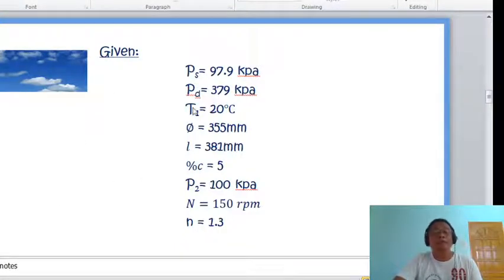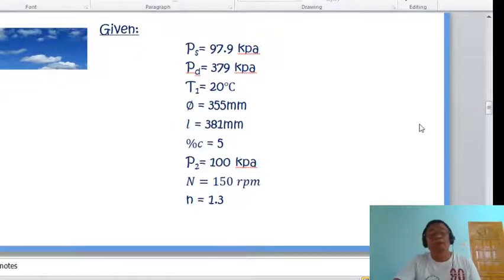We have here the given: suction pressure 97.9, discharge pressure 379, T1 is 20, the diameter of the bore is 355 and the length of stroke is 381. Percentage clearance is 5%. This is the outside pressure, not the discharge pressure, but the outside or ambient condition. N is the RPM and n is the polytropic constant.